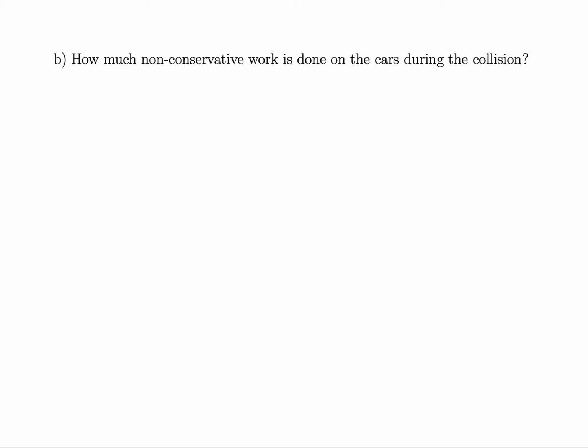How much non-conservative work is done on the cars during the collision? Well, you should recognize this as a work kinetic energy theorem problem. It wouldn't be something that you would approach using conservation of energy, because energy definitely is not conserved. If you think about what happens when two cars collide, there's a lot of broken glass and bending metal. The energy it takes to do those things doesn't come back like energy stored in a spring or gravity. So all of that work is non-conservative work.